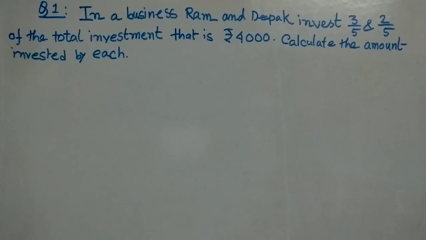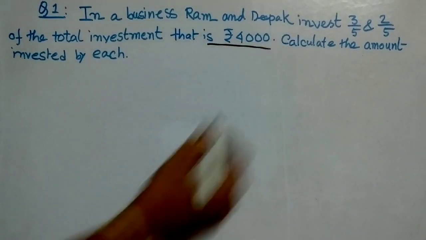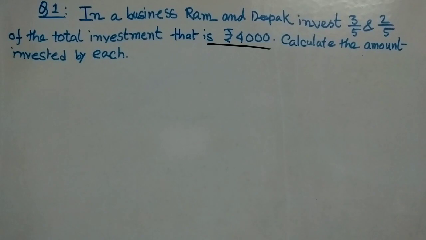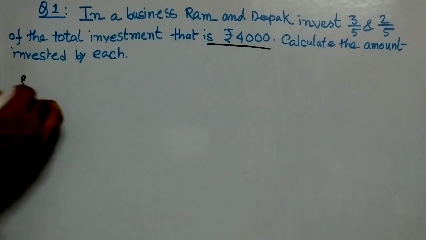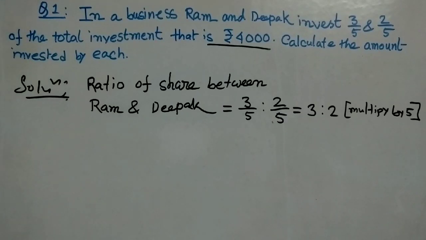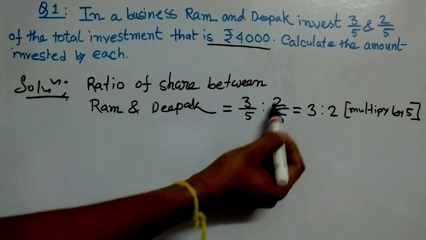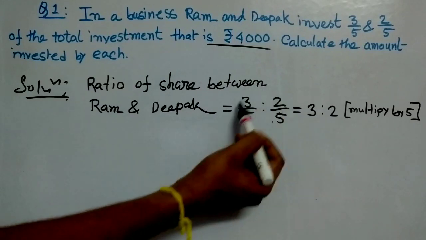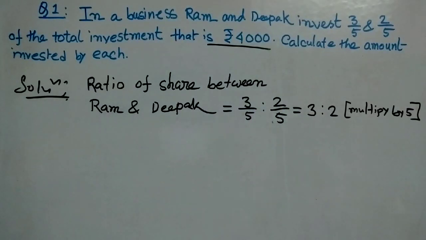Here, in question number 1, it is said that in a business, Ram and Deepak invest 3 by 5 and 2 by 5 of the total investment, that is rupees 4,000. Now calculate the amount invested by each. So first of all, we know that Ram and Deepak have invested 3 by 5 and 2 by 5 of the total investment. Therefore, the ratio of share between Ram and Deepak is 3 by 5 is to 2 by 5. So if we multiply this ratio by 5, then we will get 3 is to 2.